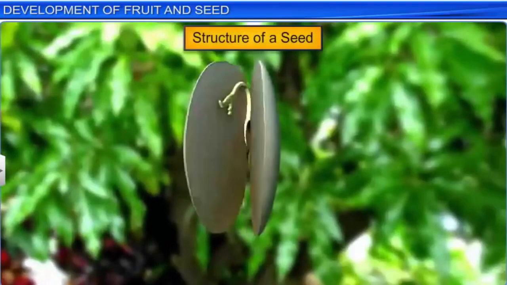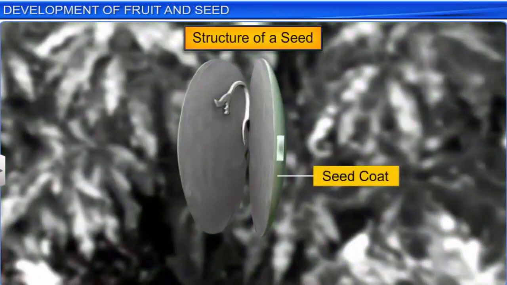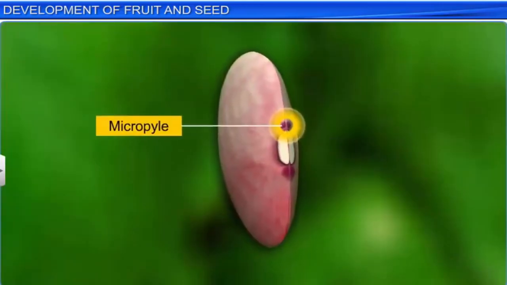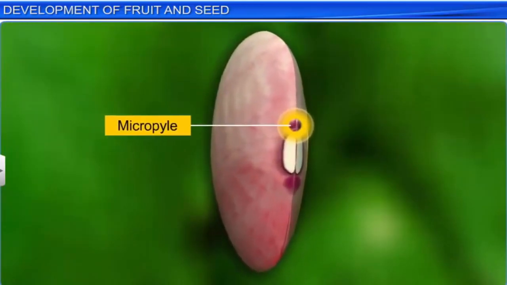Typically, a seed is enclosed in a tough outer protective covering called the seed coat, which is actually the hardened integument of the ovule. The micropyle of the ovule persists in the seed as a small pore through which water and oxygen enter when the seed germinates.